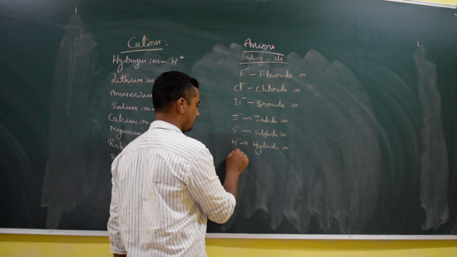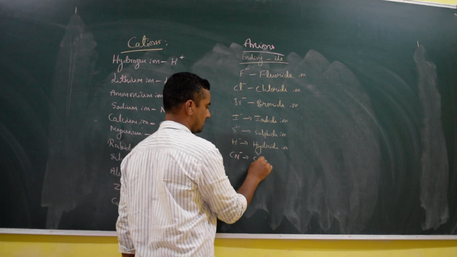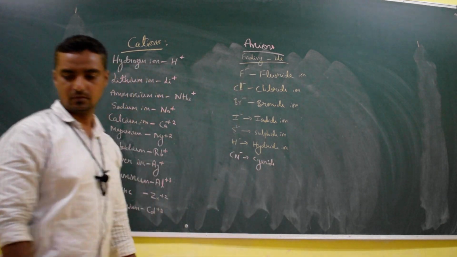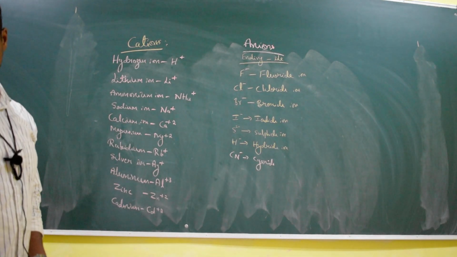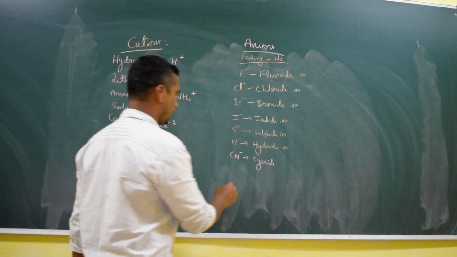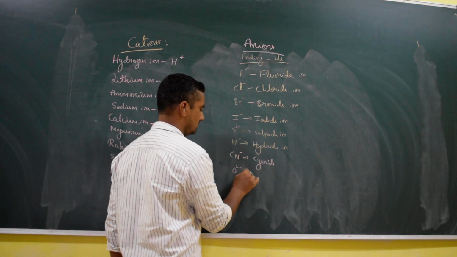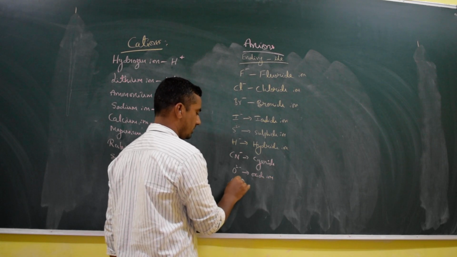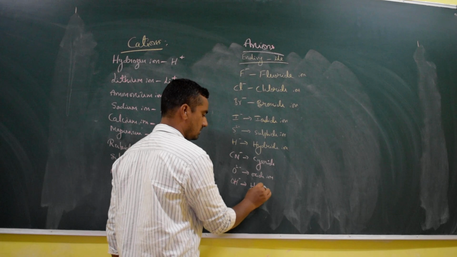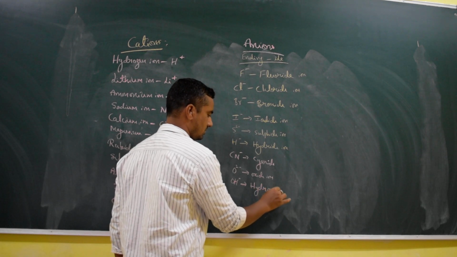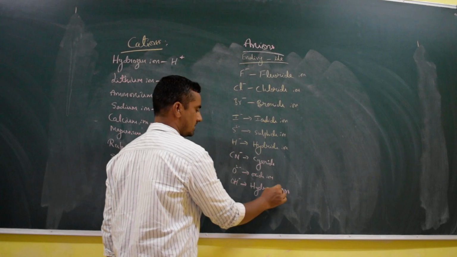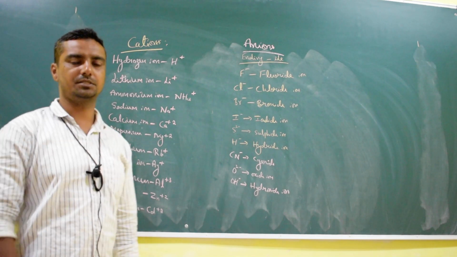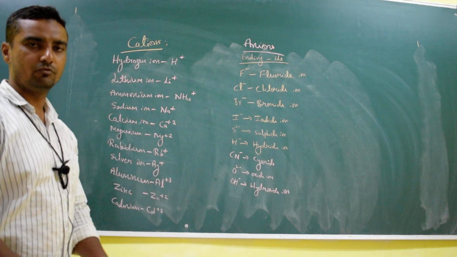Cyanide, that is CN minus. After that, oxide, that is O2 minus, the oxide ion. And OH minus, that is a hydroxide ion. So a few other ions are there, but I will write this much only. Now we will see how to write the formula.